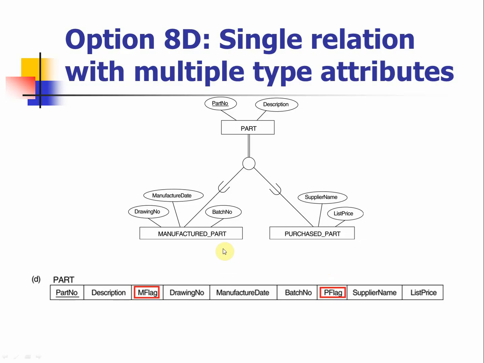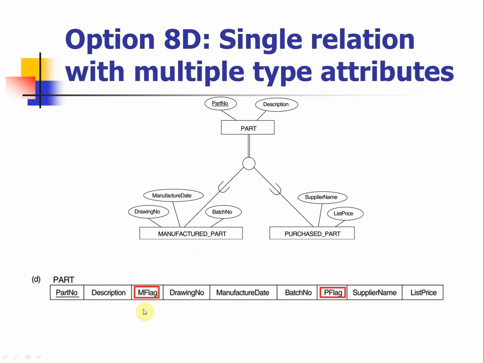So how do we do that? We simply create a flag for each subclass. You can see that in this case, for the superclass, which is part, we will have all the attributes. The key is the key of the superclass. And then for each subclass, we create a flag. So this is 0 or 1.